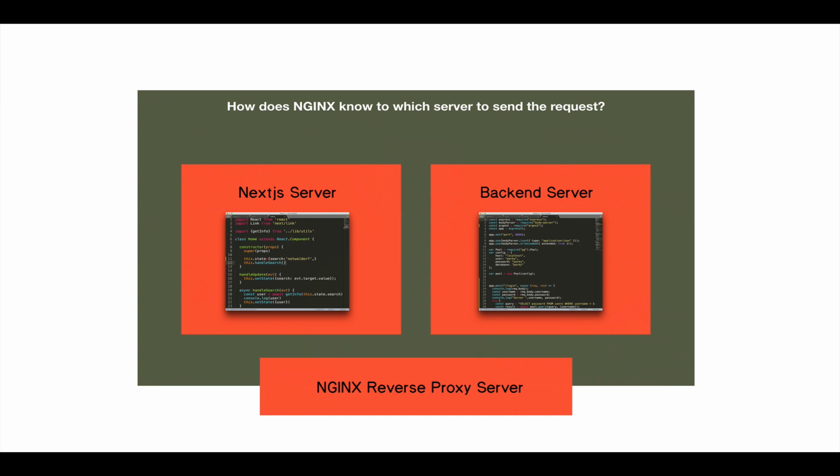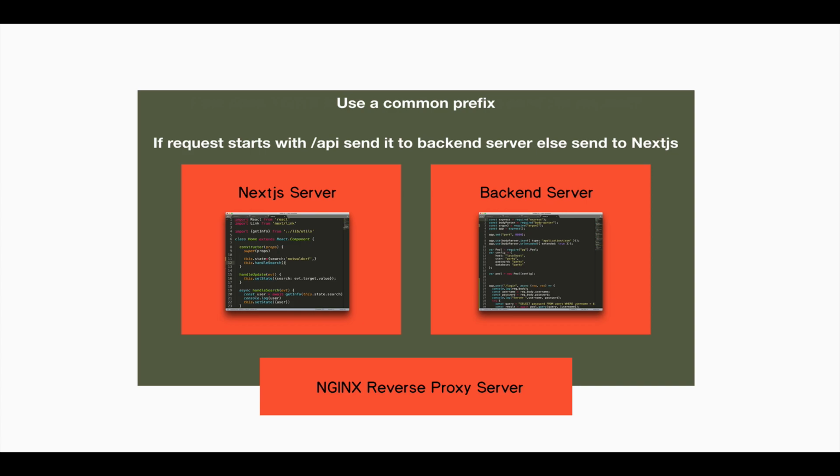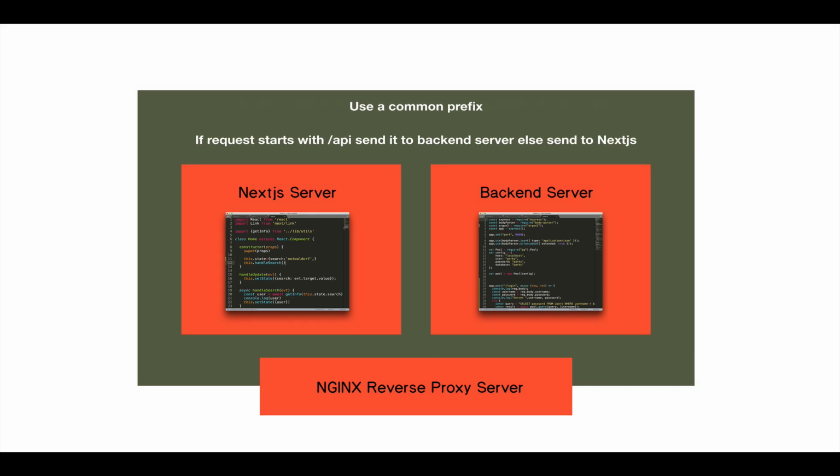We're going to solve this problem by having a prefix that's common. Let's say we use /API, and we'll inform Nginx that if you see a prefix /API, then send it to the backend server, else send it to the Next.js server. So we're going to write a configuration file for Nginx that informs it about this rule. It doesn't have to be /API, it could be /backend or whatever you want, but we're going to have a common prefix so we know whether to send it to one server or another.